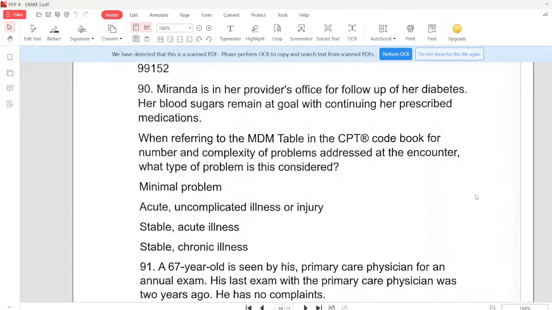Miranda is in her provider's office for follow-up of her diabetes. Her blood sugar remains at goal with continuing her prescribed medication. So when referring to the MDM table in the CPT book, for number and complexity of problems addressed at the encounter, what type of problem is encountered here? Miranda is in the stable chronic illness stage. Okay, Miranda is in a stable chronic illness condition.